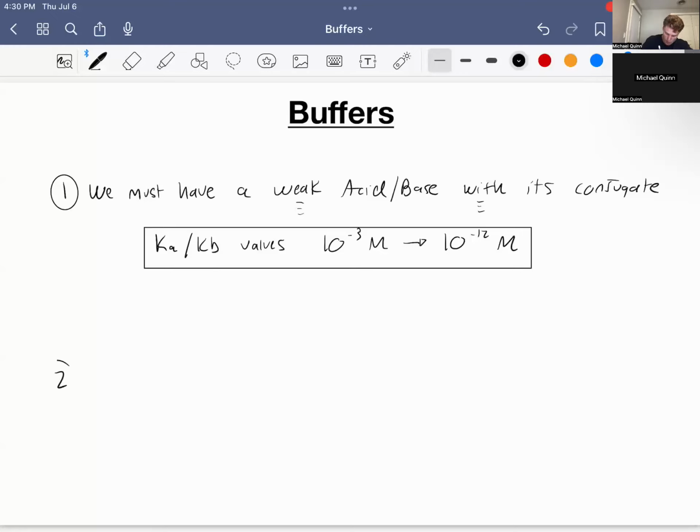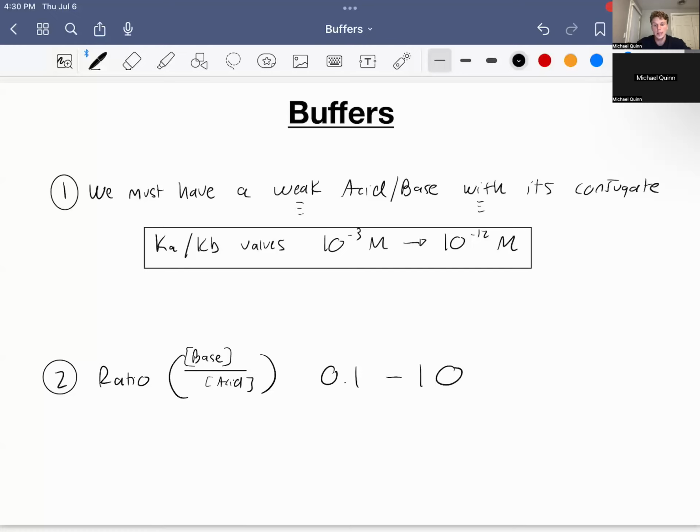So requirement number 2, so this goes with the fact that we need a weak acid with its conjugate base or a weak base with its conjugate acid. The ratio of base to acid needs to be within the range of 0.1 to 10. So in order to establish a buffer, the ratio between that conjugate base to that acid needs to fall within a range of 0.1 to 10.